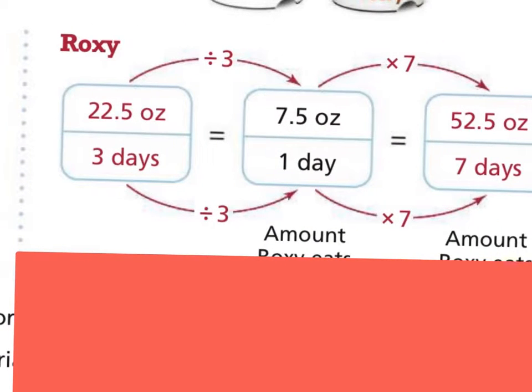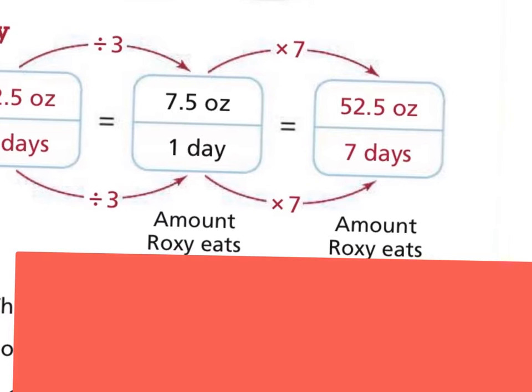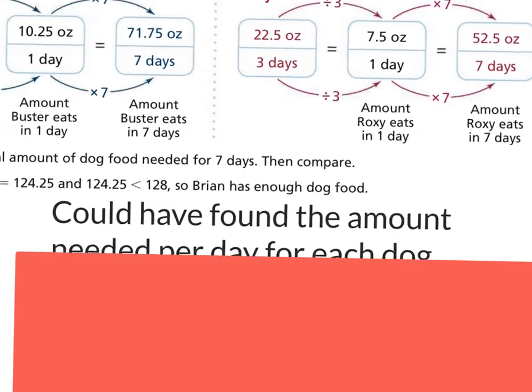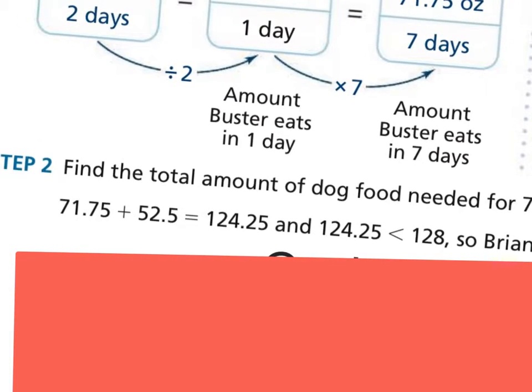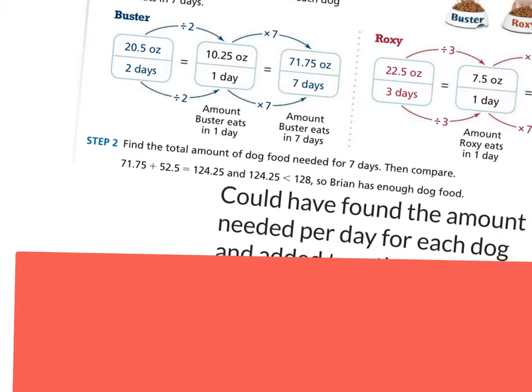For Roxy, they did the same thing. Divide by 3. So that's 7.5 ounces per day. 7 days would be 7 times that amount, which would be 52.5 ounces. And then once they got those, they added those two together and they got 124.25. They've got 128 ounces, so technically they do have enough, just a little bit left over.